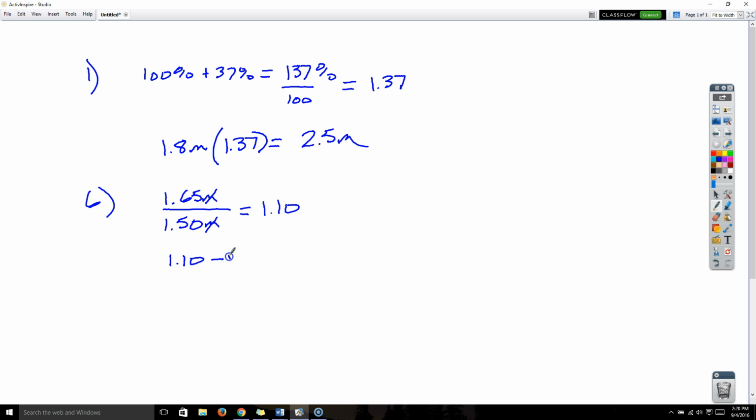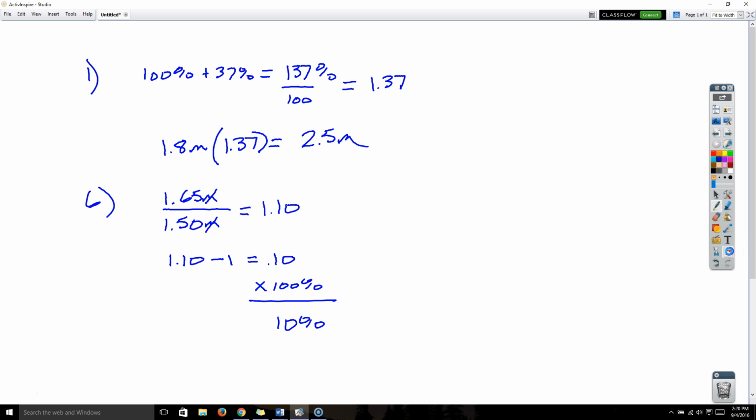So to find the percentage here, what we'll do is we'll say we take our factor, 1.10, and we subtract off the value of 1, which would be 100%, and that gives us 0.10. Which then, if we multiply by 100%, would give us an increase in height of 10%. And that is number 6.